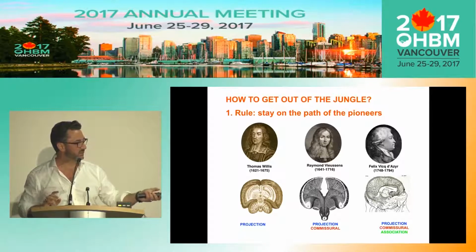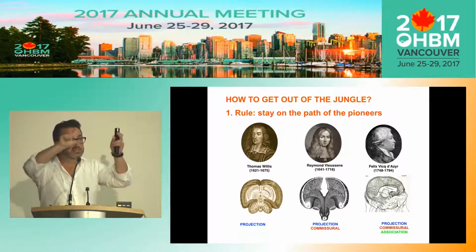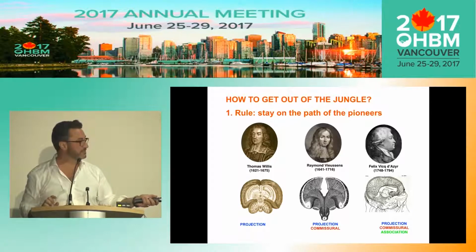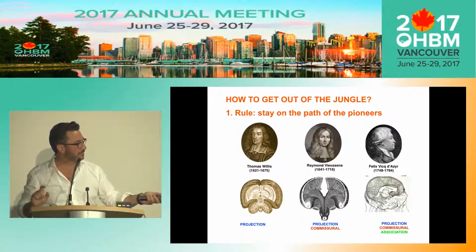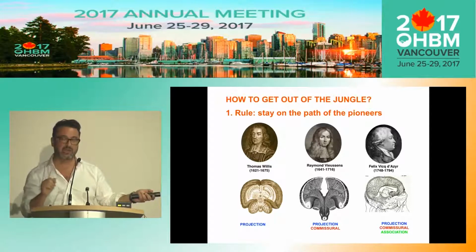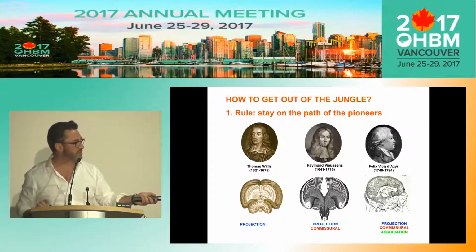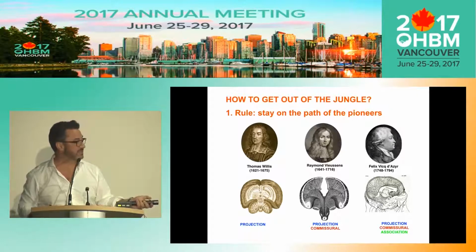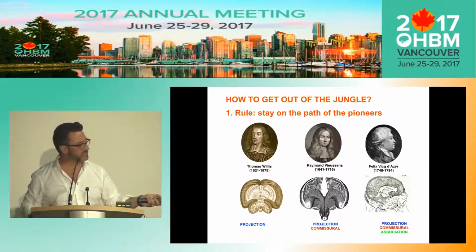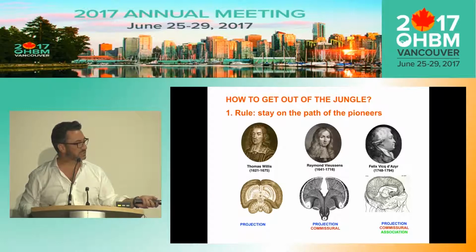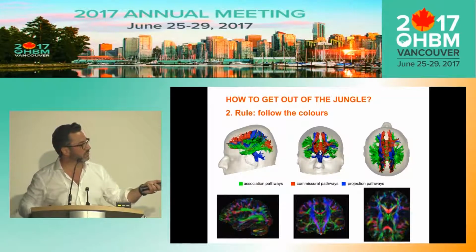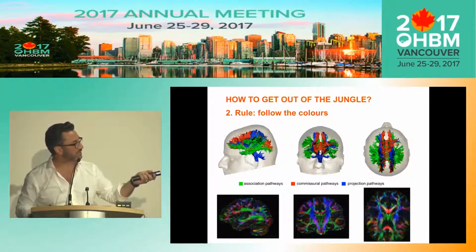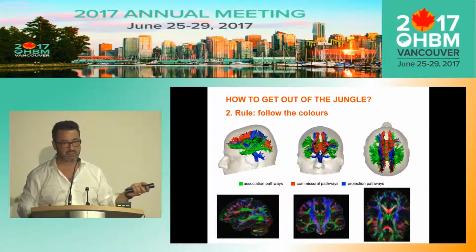Then Vieussens, a few years later, divided the callosal fibers, the commissural fibers, from the projection fibers. He called the projection fibers the centrum semiovale, and he separated them from the commissural fibers that connect left and right hemispheres. And finally, it was Burdach who came up with this distinction between projection, commissural, and association fibers.